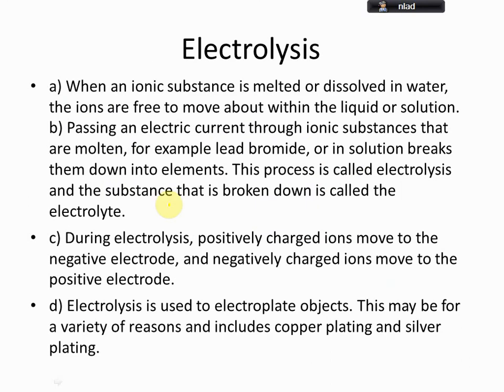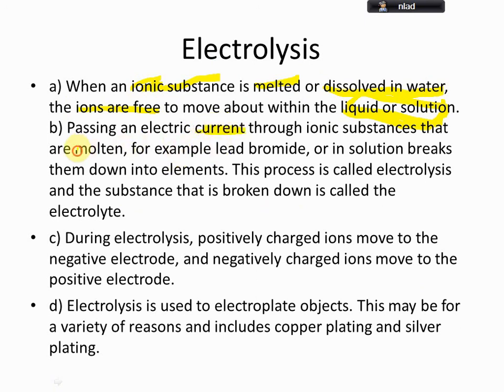Right, so electrolysis. Electrolysis only works with ionic substances. So it's only if you've got an ionic substance, and it needs to be melted or dissolved in water. That means that the ions are therefore free to move throughout the solution or the liquid. What that actually means is that you can have an electric current flowing. If you have the flow of ions, you end up with current flowing.